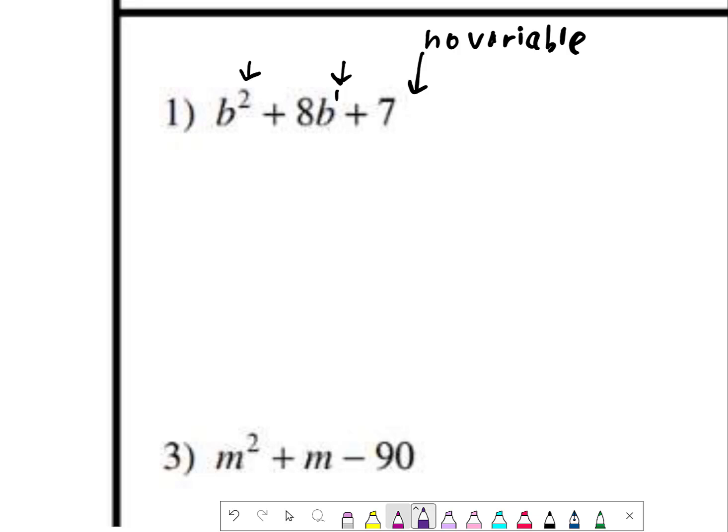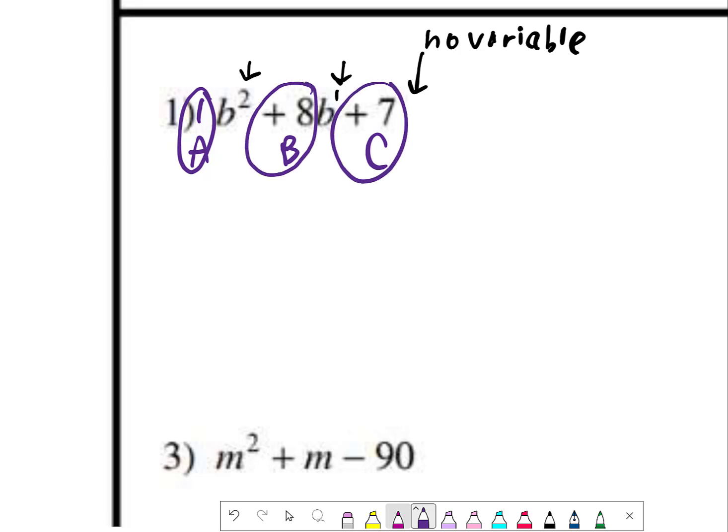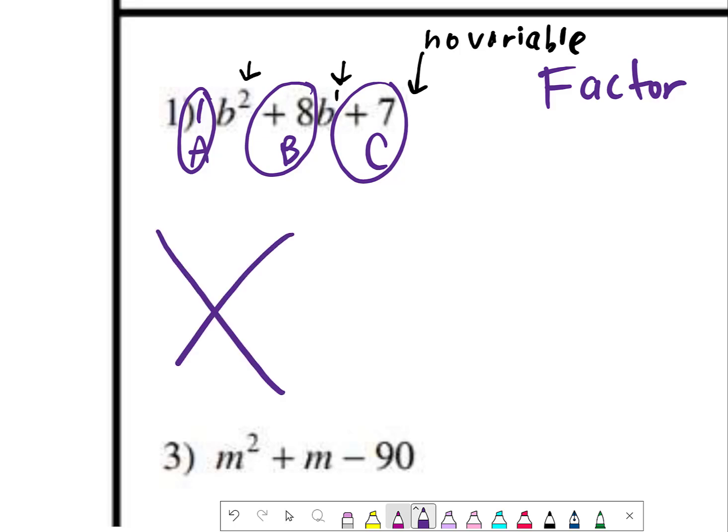The next step you're going to do is identify A, B, and C. So A is 1, B is 8, and C is 7. The whole goal of this is that we're trying to factor. So this is how we're going to factor. First, identify A, B, and C, and make sure they are in order. Now you're going to draw an X. On the top part, you're going to do A times C, and on the bottom part, you're going to be adding to B. We did this a little bit in Unit 0 when we started reviewing factoring, so I'm just going to explain it again.